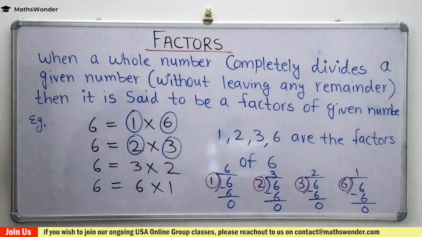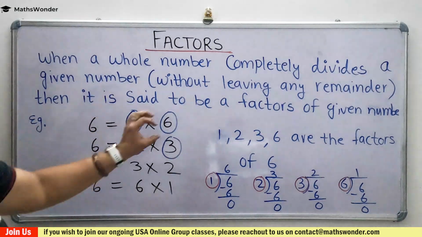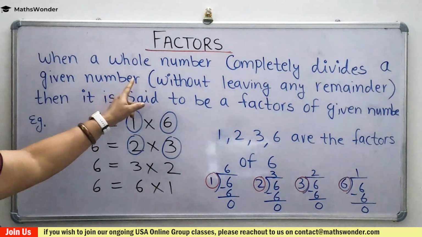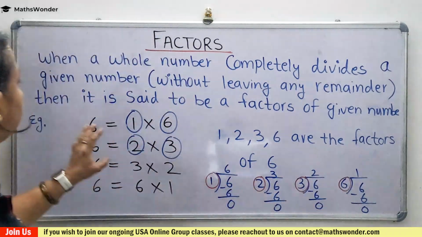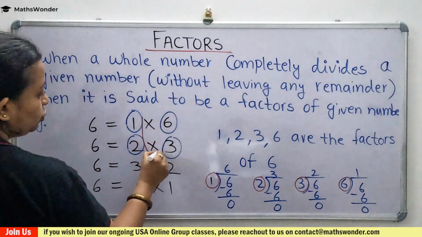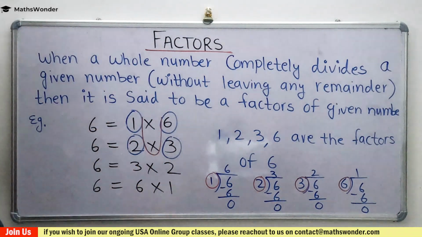So the factors: when a whole number completely divides a given number without leaving any remainder, then it is said to be a factor of the given number. And always remember, when you write it this way, it will make a U: 1, 2, 3, 6. Or you can take it 1, 2, 3, 6. Anyway you can write the factors, but when you make the U, it will be an easy form to understand the factors.